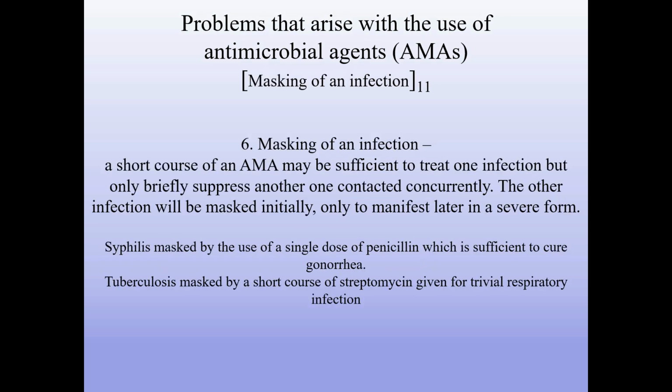Sixth is masking of an infection. A short course of an antimicrobial agent may be sufficient to treat one infection, but only briefly suppress another one contracted concurrently. The other infection will be masked initially, only to manifest later in a severe form. Syphilis masked by the use of a single dose of penicillin, which is sufficient to cure gonorrhea. Tuberculosis masked by a short course of streptomycin given for trivial respiratory infection.